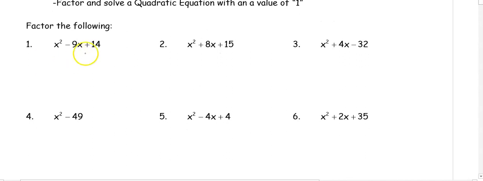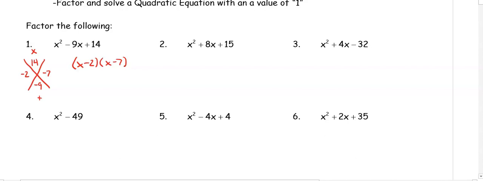Remember, when we're factoring, we want to multiply to the number that's by itself and add to the number next to x. So number 1, we want two numbers that multiply to 14 and add to -9. Because we're multiplying to a positive and adding to a negative, we need two negative numbers. So two numbers that multiply to 14 are 2 and 7. We can make them both negative to add to -9. So in our parenthesis then, we would have x minus 2 and x minus 7.